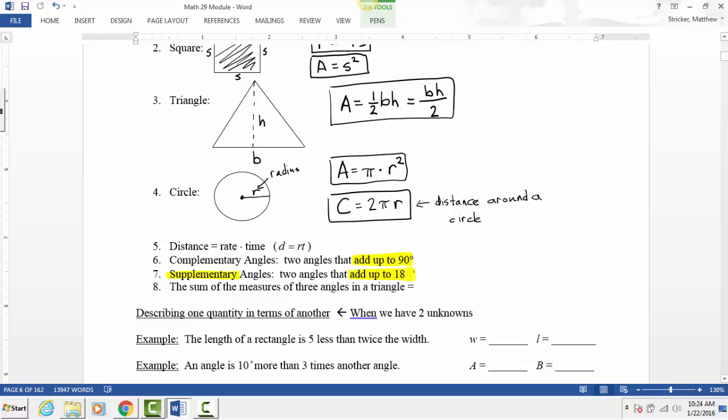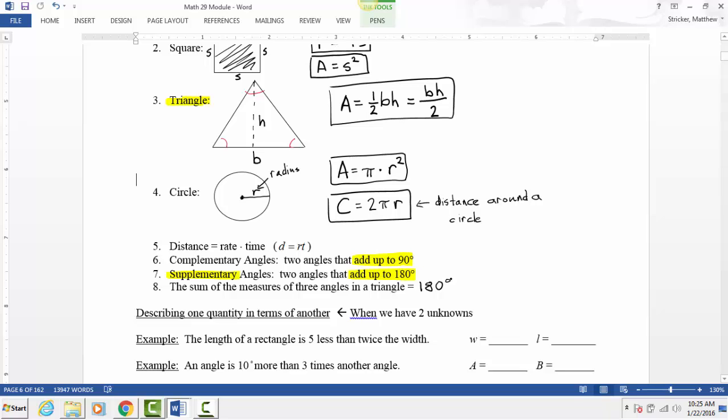And then for any triangle, like the one we have up here, the three angles are these parts. That's an angle, that's an angle, that's an angle. Those three angles have to add up to how many degrees? They add up to 180 degrees.